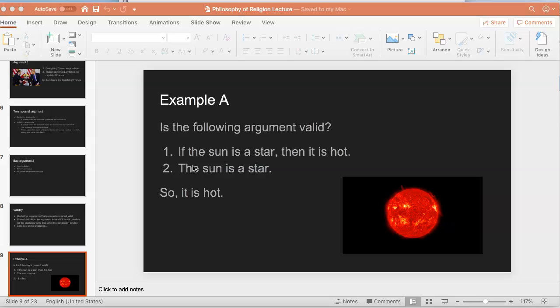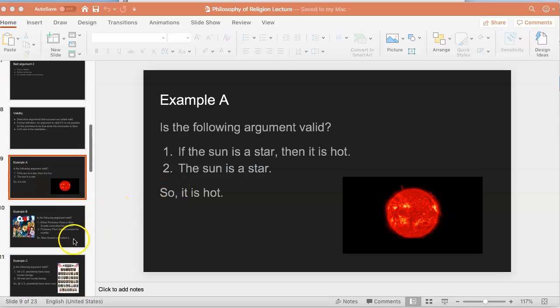The first premise is a conditional. It says that the sun's being a star would be enough to make it hot, and the second premise tells us that the sun is a star, and it would follow from that it's hot. So if you said valid, it was correct.